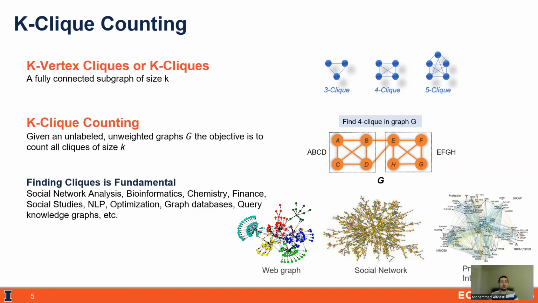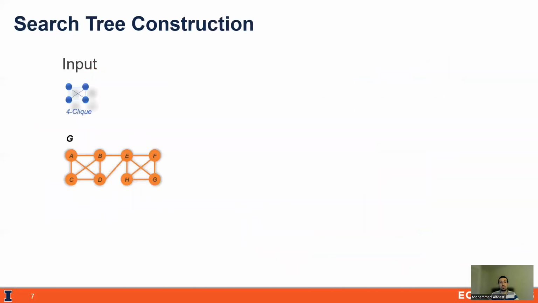Finding cliques is fundamental to many areas, like social network analysis. Usually they need cliques to find overlapping communities in social graphs, find the densest subgraphs, and so on. Also, it's used in bioinformatics, chemistry, finance, optimization, graph databases, query knowledge networks, and so on. Counting cliques in the graphs of these areas helps characterize and summarize these graphs, and sometimes also to compare or contrast two graphs.